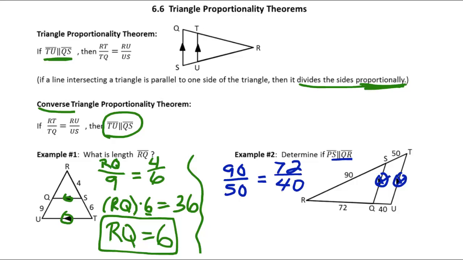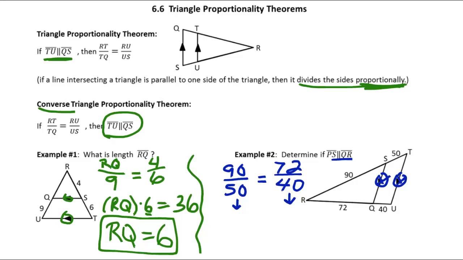Now there are two ways we can do this. We can either simplify each ratio on each side and see if we get the same ratio. As long as the ratios are equal in simplified form, then we have parallel lines. The other way you can do it is to cross multiply. So I would do 90 times 40 and see if that equals 50 times 72. If it's equal, then they are in the same proportion.